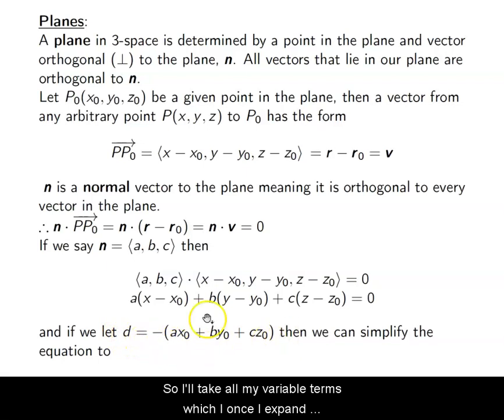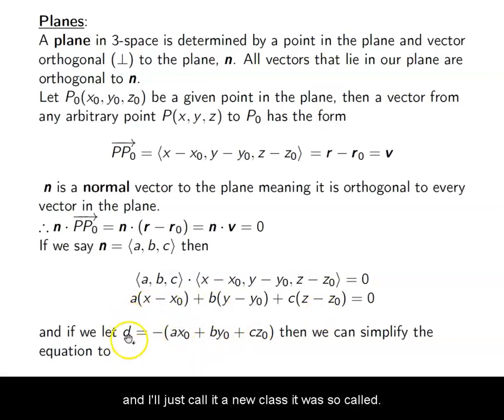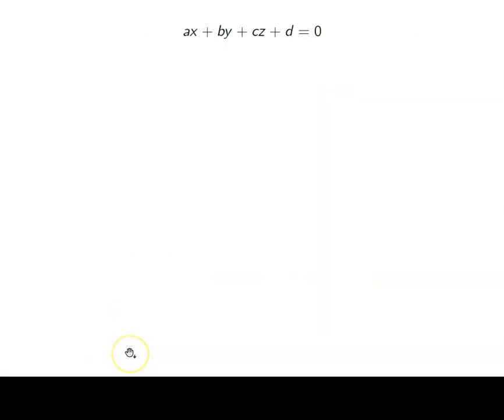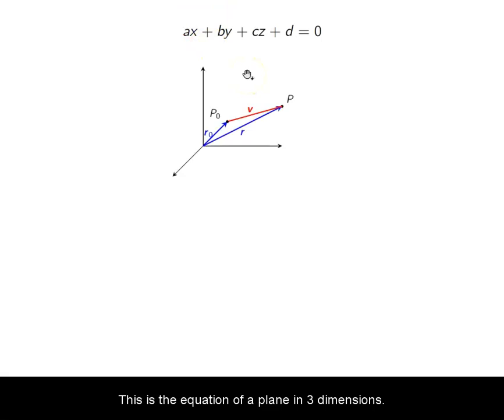So once I expand this, I'll take all my constant terms and just call it a new constant, which I'll call d. That gives me a times x plus b times y plus c times z plus d equals 0. And this is the equation of a plane in 3 dimensions.